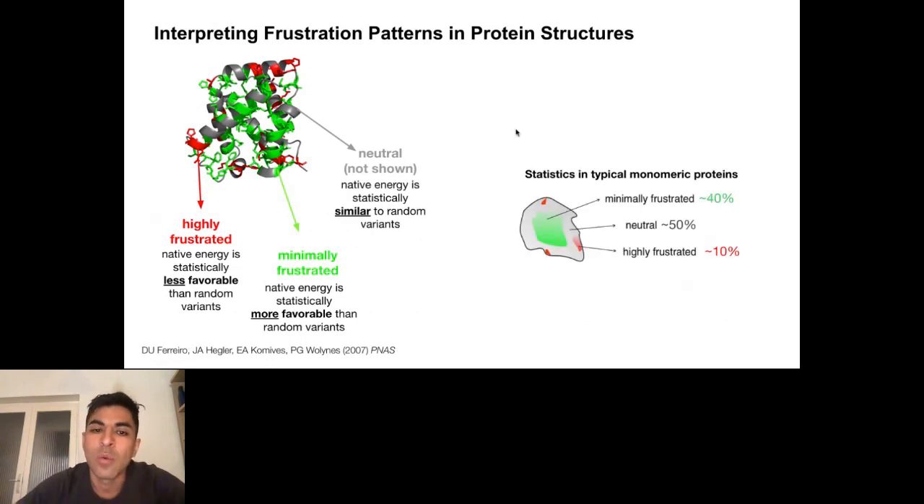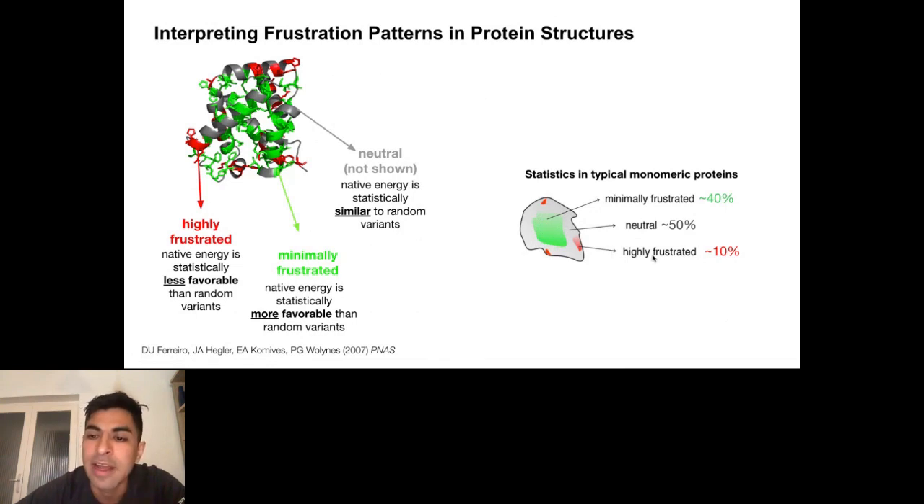Typically, when my ex-supervisor Diego Ferreiro and Peter Wolynes developed this algorithm, they found in a big data set that when they calculated the proportions of the residues in each of these categories, roughly 10% of the total were in conflict with the local environment, 50% were neutral, and 40% were minimally frustrated. They were not distributed randomly in the structures, but the minimally frustrated interactions were mostly located in the hydrophobic core, so they provide protein stability.